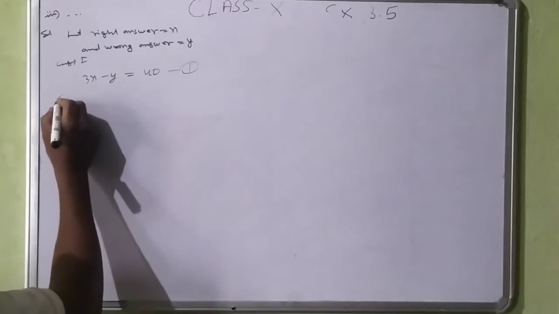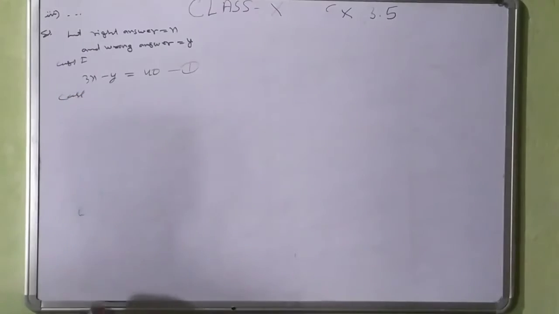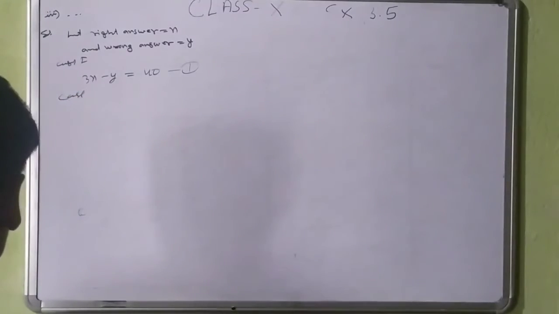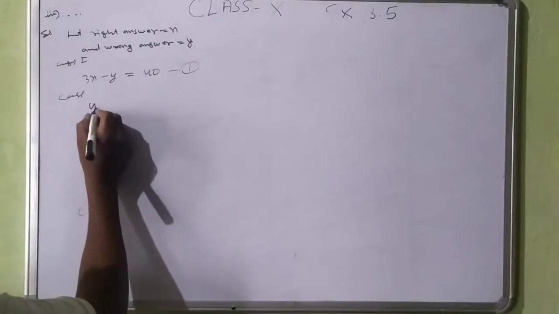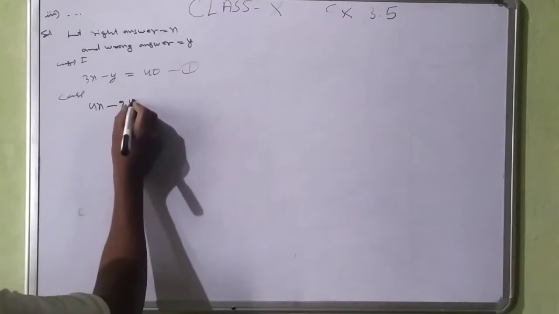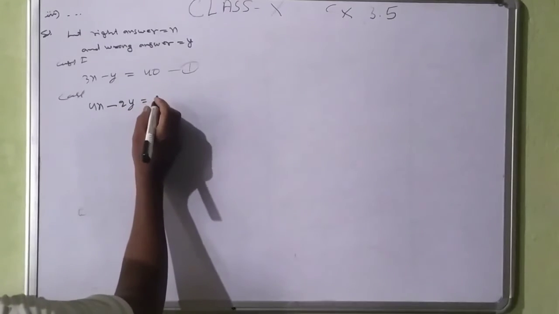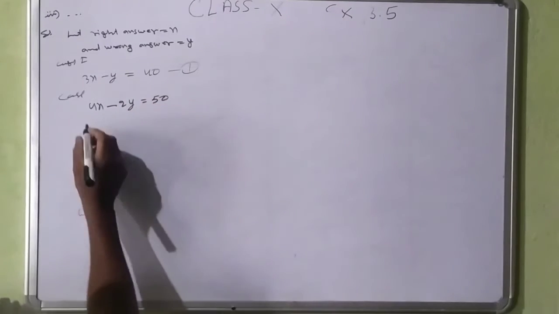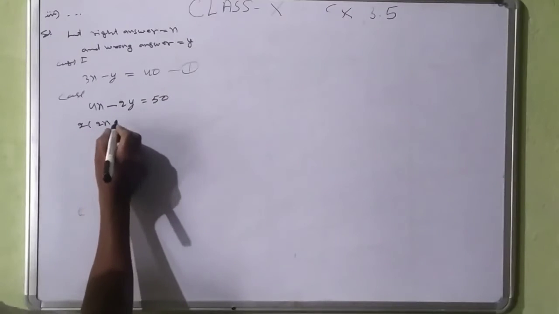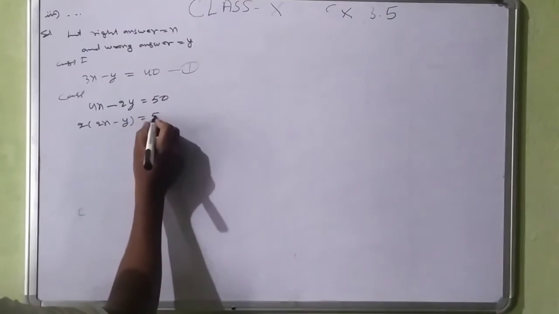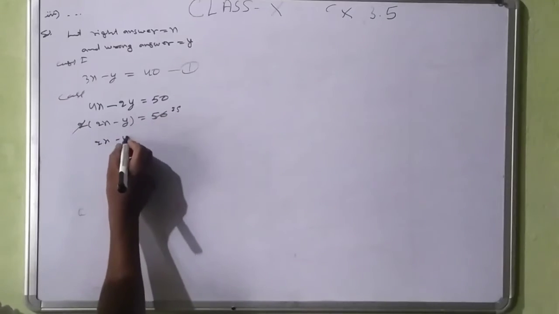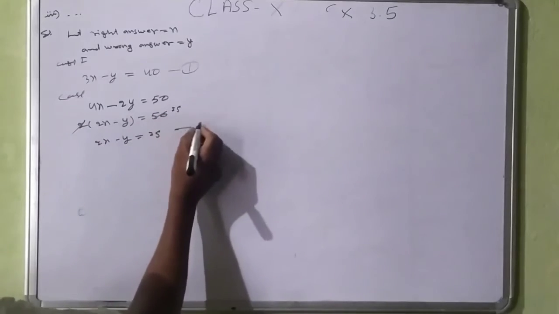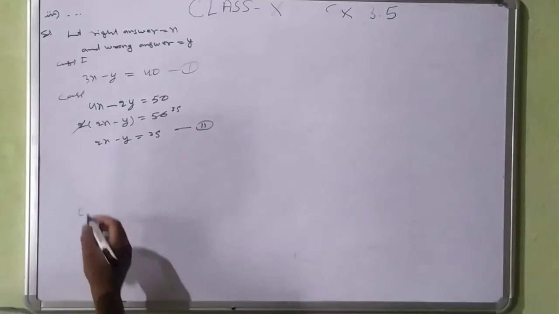Case second. 4 marks are awarded for a correct answer, so 4x minus 2y is equal to 50. So 2 is common, so 2x minus y is equal to 25. This is the second equation.